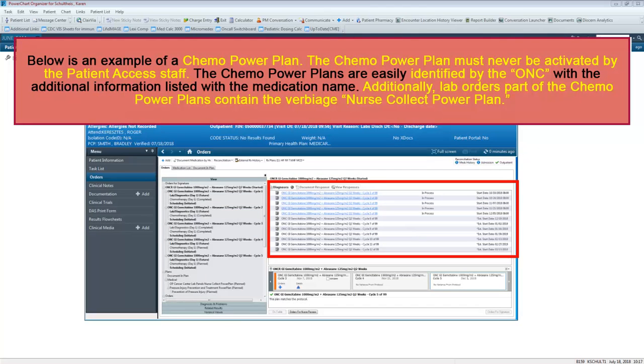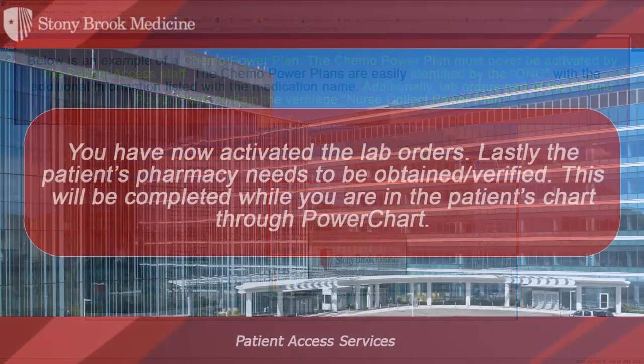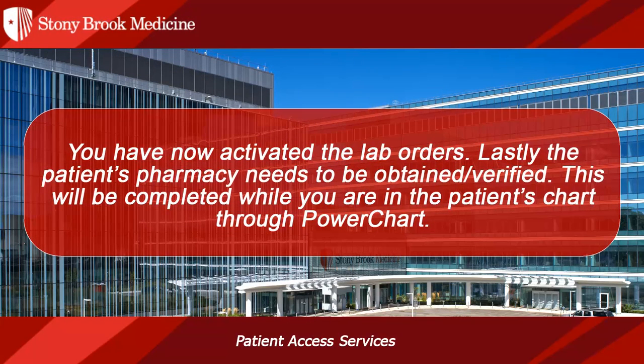Below is an example of a chemo power plan. The chemo power plan must never be activated by the patient access staff. The chemo power plans are easily identified by the ONC with the additional information listed with the medication name. Additionally, lab orders that are part of the chemo power plan contain the verbiage Nurse Collect Power Plan. You have now activated the lab orders.